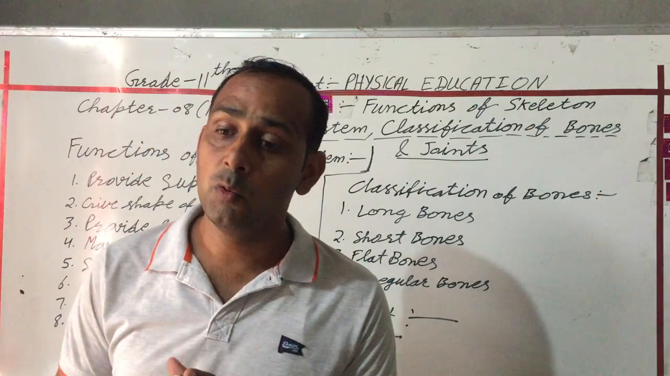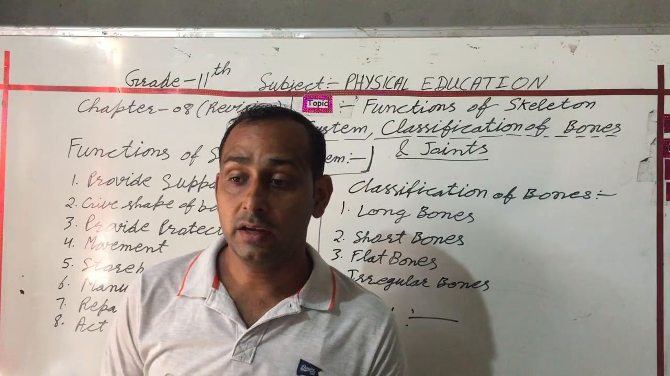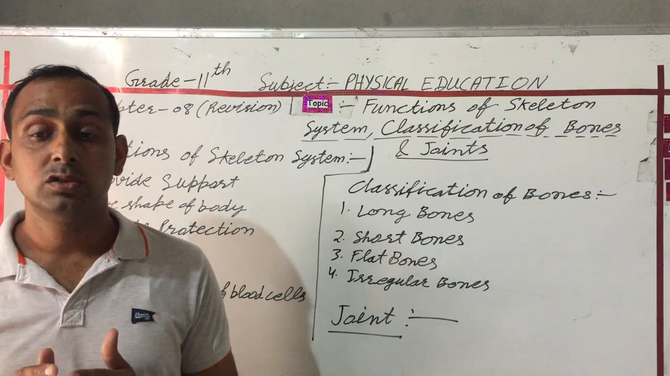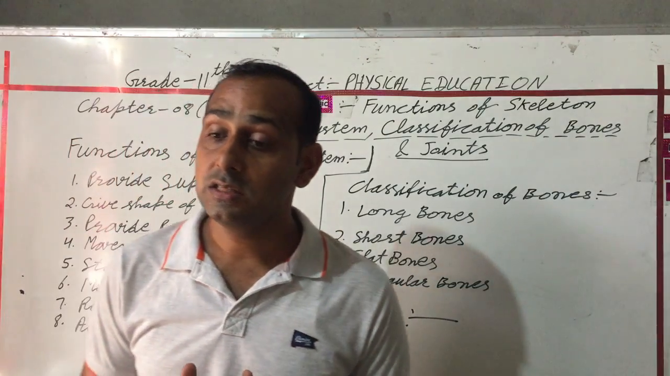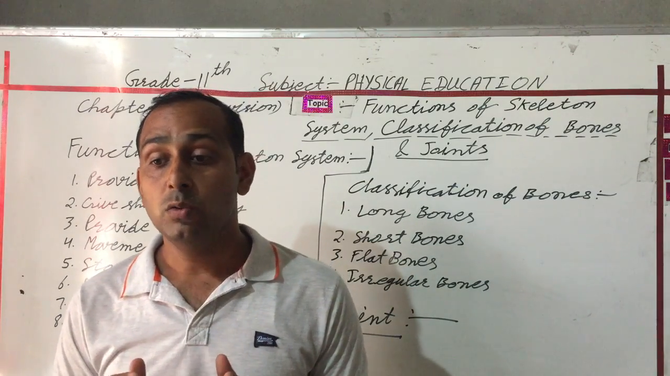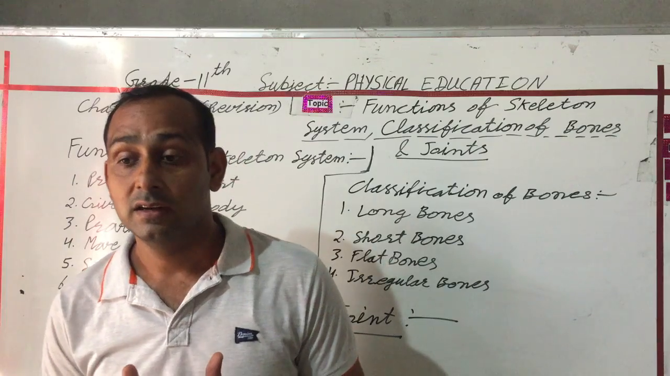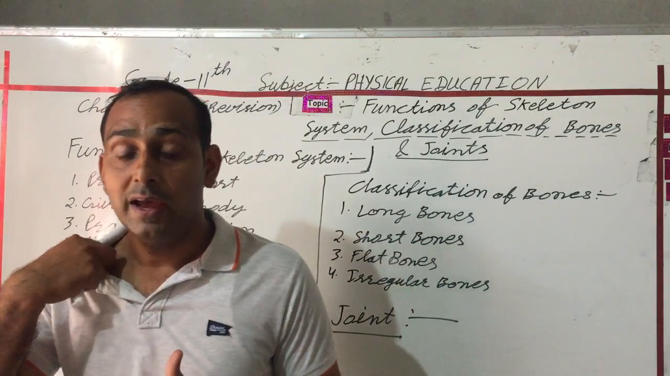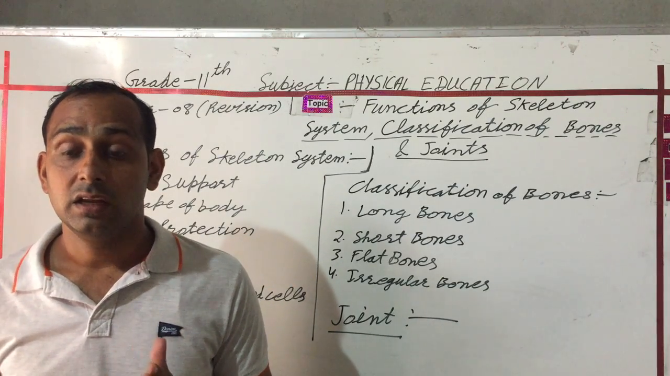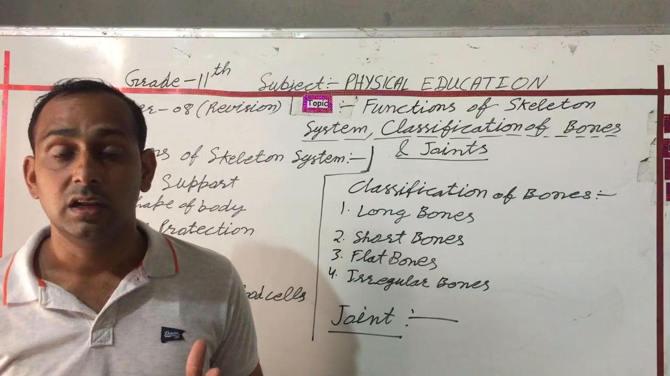Fourth is movement. The skeleton serves as levers which are activated by the muscles attached to them and allow movement of the body. These help in doing work easily. Next is storehouse. Bones are the storehouse of important minerals and salts like potassium, iron and calcium. In case there is a deficiency of calcium in the body, the bones release calcium.